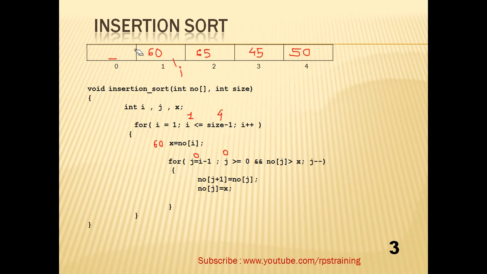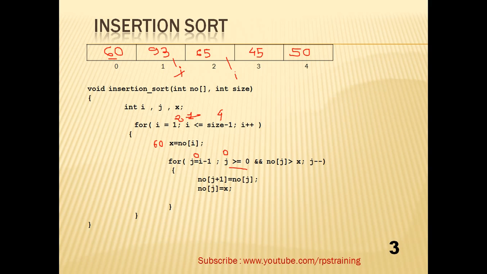93 and 60. It will be 93, it will be 60. Then j minus minus, j will be minus 1. Minus 1 greater than or equal to 0, condition false. And so again i plus plus, i will be increased by 1, i will be 2. i is pointing to here. This is i.